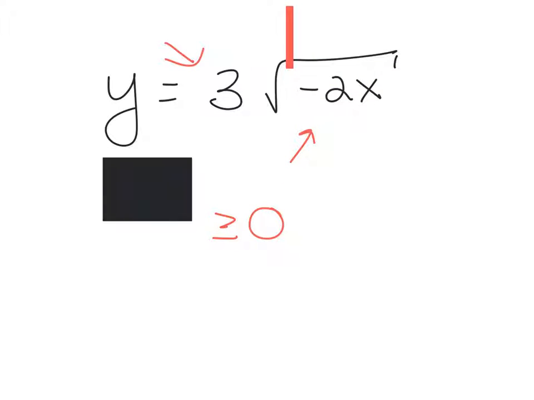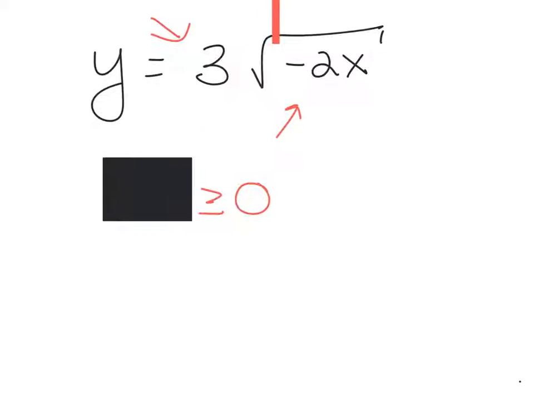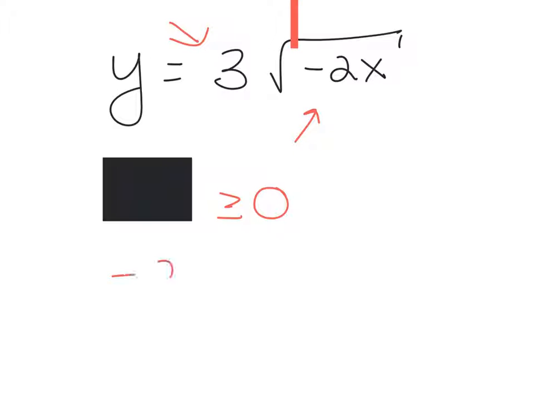And we can see that it's a negative 2x. So I know that negative 2x must be bigger than or equal to 0 because that's what I'm going to take the square root of. Now this example is very important because we have to remember that if I'm going to get x alone here, I'm going to divide by a negative 2.